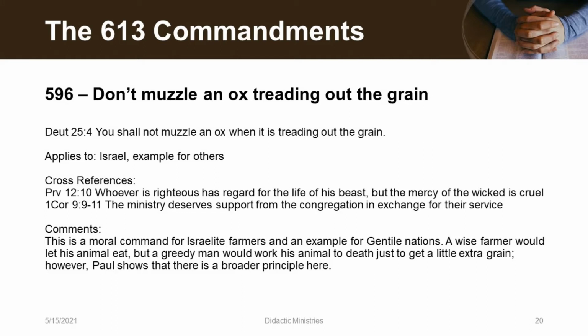However, Paul shows us that there is a broader spiritual principle at work here. In Proverbs chapter 12, verse 10, we read, "Whoever is righteous has regard for the life of his beast, but the mercy of the wicked is cruel." In 1 Corinthians chapter 9, verses 9 through 11, the Apostle Paul used this Torah commandment to explain that the ministry deserves support from the congregation in exchange for their spiritual service which they render to others.